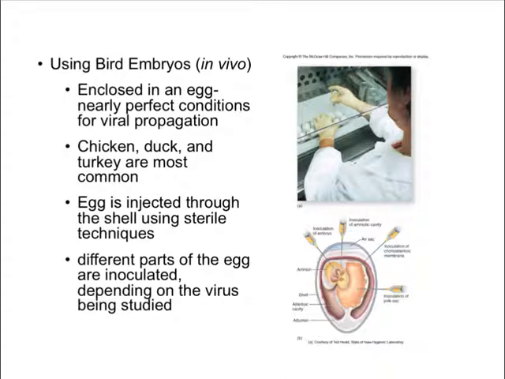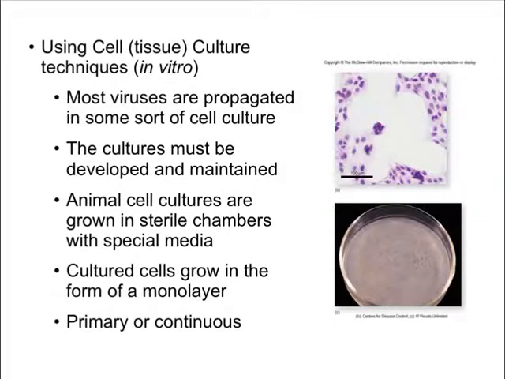We'll use chicken, duck, and turkey eggs most commonly. The egg is injected through the shell using sterile techniques. It can be injected in different parts of the egg depending on which virus is being studied and how we want to culture it. Another option is to use cell or tissue culture techniques.